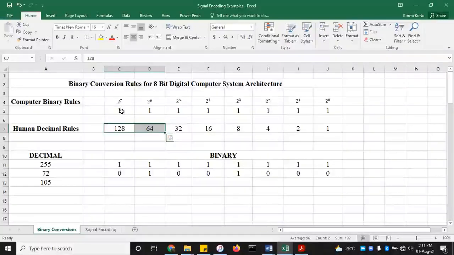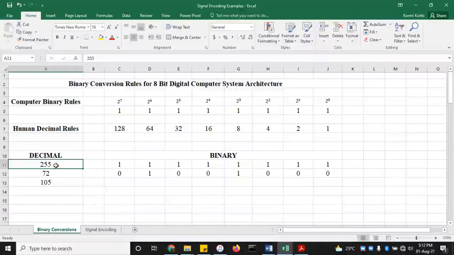So obviously 2 raised to the power 7 is 128. And as I said, if you were to add up all the bit sequence for this 8-bit architecture, you should get a decimal value of 255. Okay, so with that rule stated for both the computer binaries and the human decimals, you can use that concept of the on values and the off values to basically handle the conversion between binary and decimal, or decimal to binary. So let's go to a few examples.